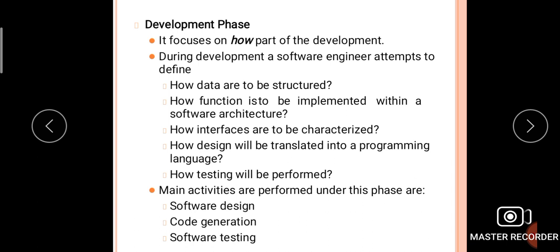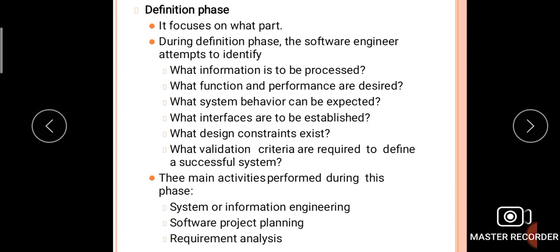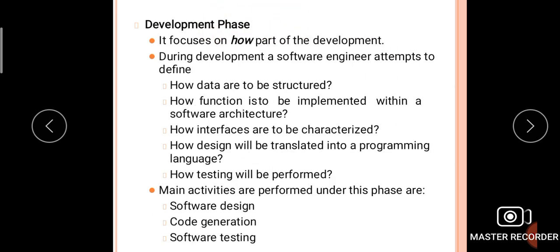Next, the development phase. It focuses on the how part of the development. So the definition phase focuses on the what part, and the development phase focuses on the how part. During development, the software engineer attempts to define how data are to be structured, how functions are to be implemented within a software architecture, how interfaces are to be characterized, how the design will be translated into a programming language, and how testing will be performed. So all these questions arise whenever the software engineer attempts the development phase.